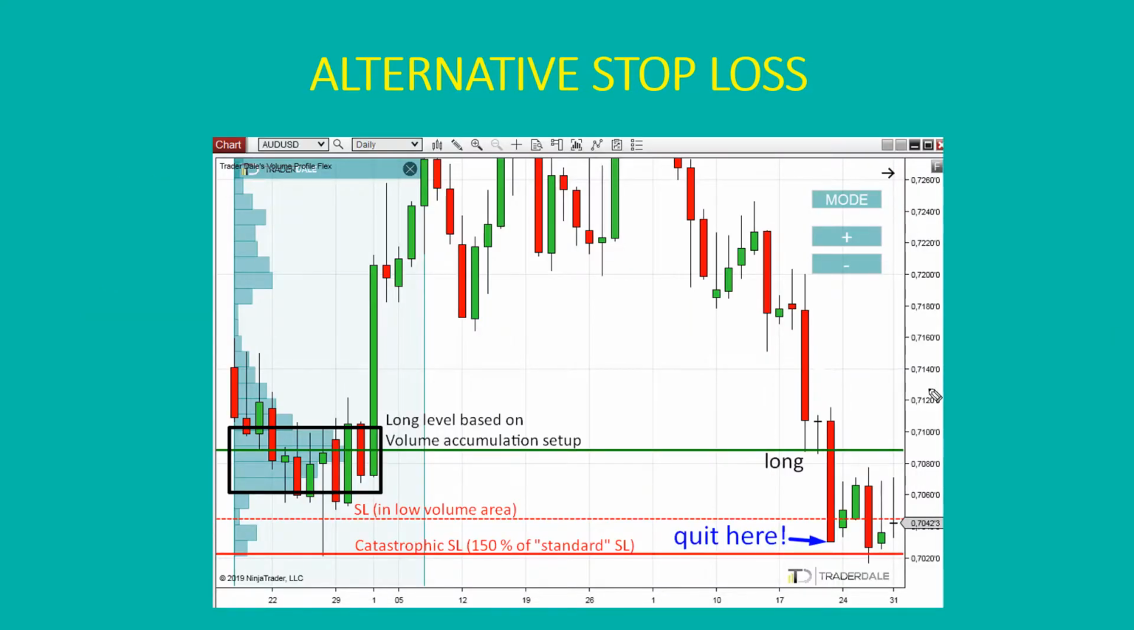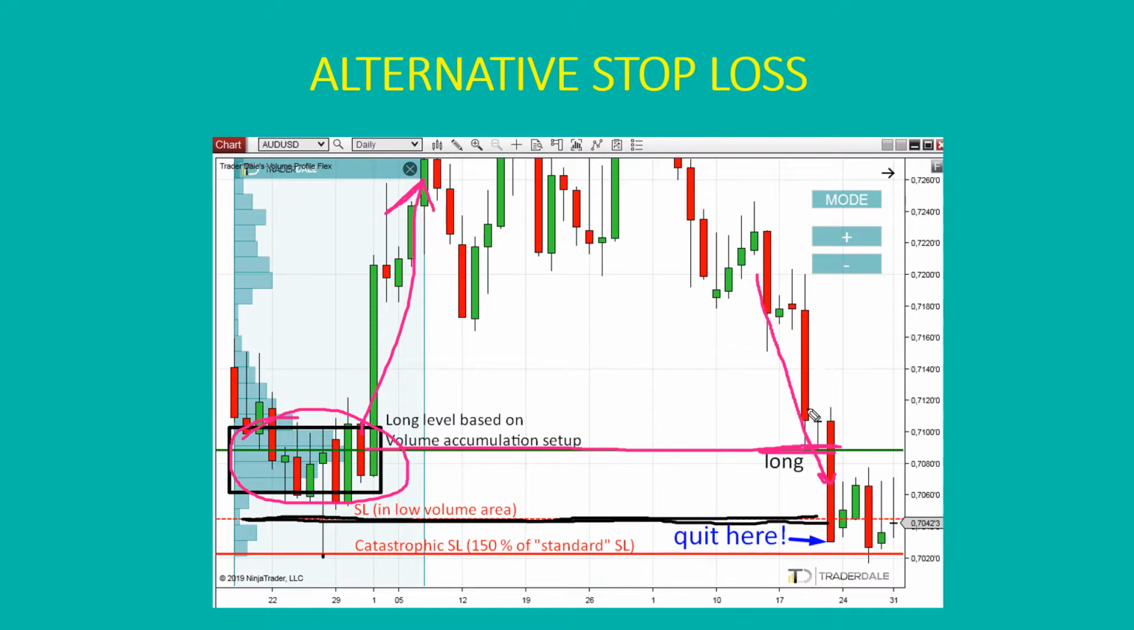Now here is another example of the alternative stop loss. There was a volume accumulation followed by strong buying activity. So the level to go long from is this one. As you can see, the price went past the level without any significant reaction. And the stop loss in this case was in this low volume area. If it was at the swing point, then it would be in here. But the stop loss would be too wide in this case. So I placed it in here in the low volume area.